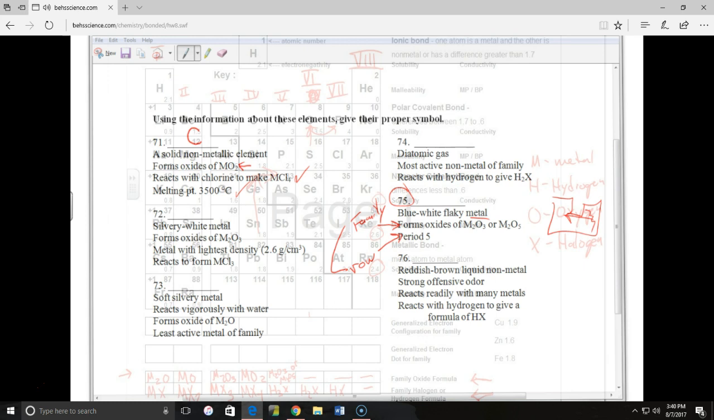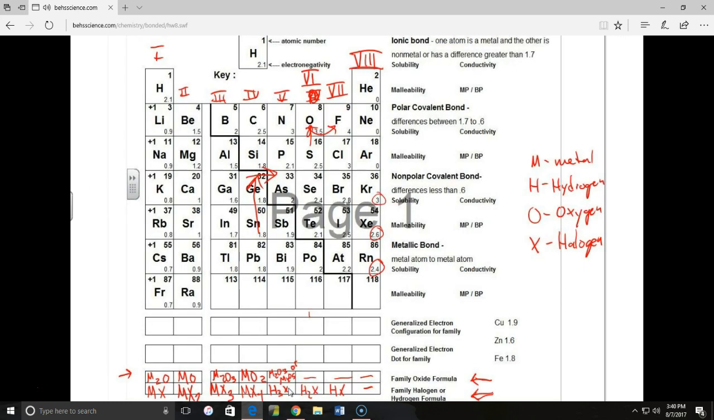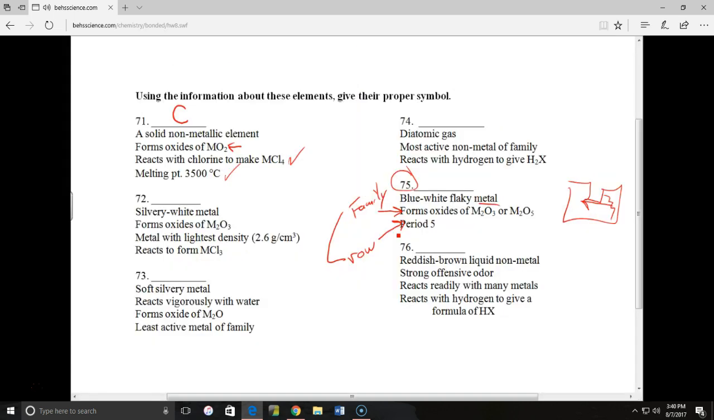If I look at the periodic table, M2O3 or M2O5 is this family 5 right here. It's a metal. It's in the 5th row. 1, 2, 3, 4, 5. So I go over, I find that in family 5, row 5, I have antimony, or Sb.